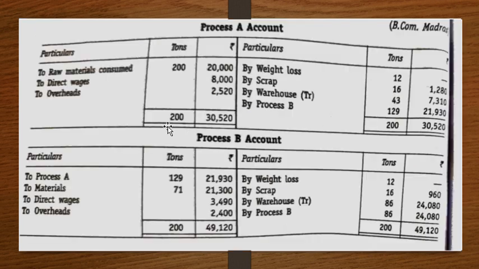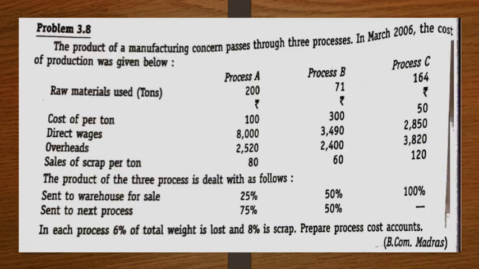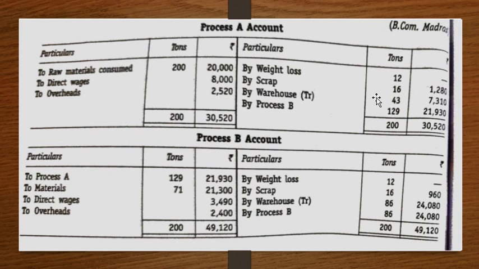Now we will calculate the weight loss. How much is it? It is 6%. The number of units introduced is 200, so 200 into 6% will give you 12. So 12 tons is the weight loss.